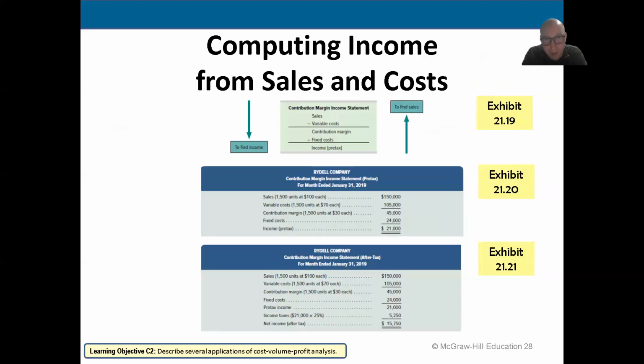Computing your net income from sales and costs, it's just a matter of reversing your income statement. So to find net income, we take sales minus variable costs equals contribution margin minus fixed costs will equal your net income. We reverse that to find our sales amount. Take net income, add in fixed costs to find your contribution margin, then add in your variable cost to find your sales. It's kind of like working backward. But it shows you how we can do that in order to compute sales from your costs.